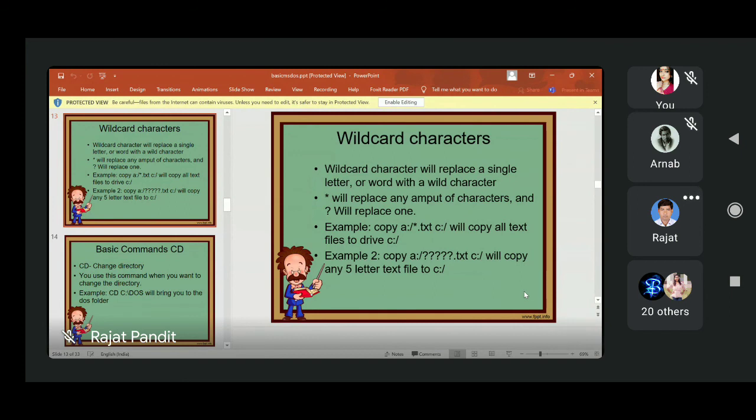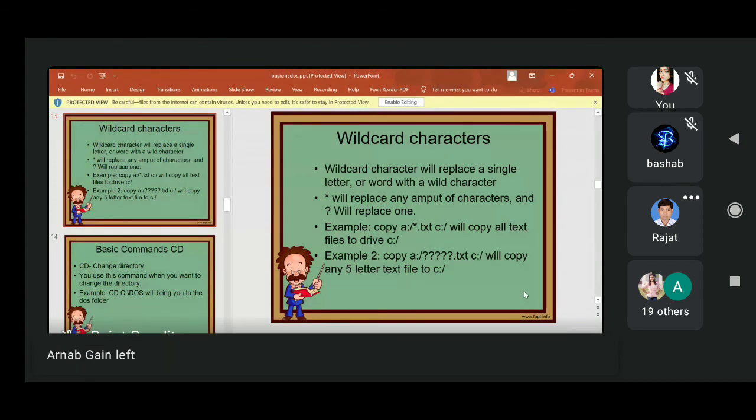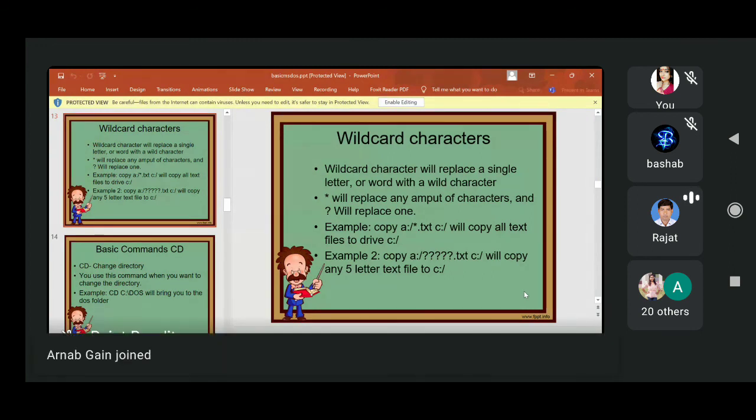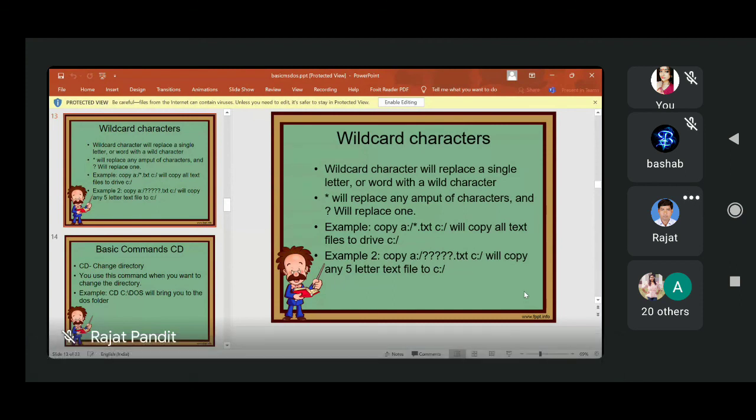Now example, to copy a colon slash question mark question mark question mark question mark question mark dot txt to c colon slash, will copy any 5 letter text file to C drive. As the 5 question marks are there, so 5 character text files will be copied.